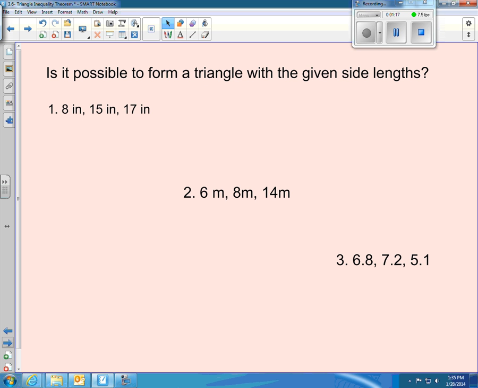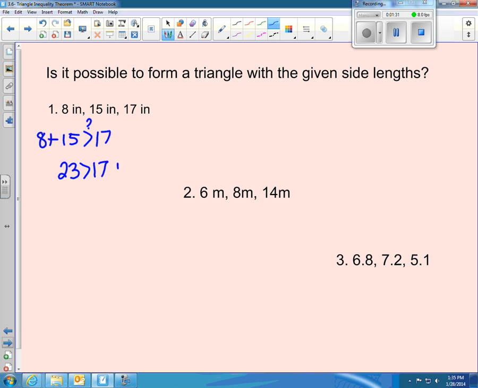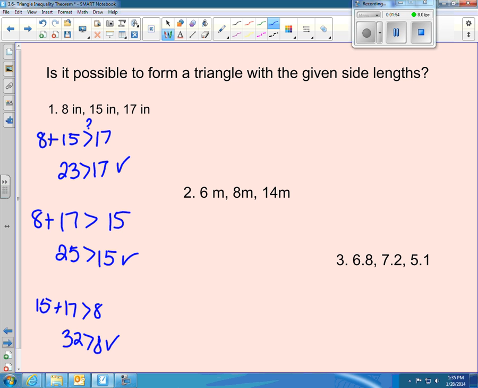So let's go ahead and look at these first three problems. I'm going to add two sides and see that it's greater than the third. 8 plus 15, is that greater than 17? 8 plus 15 gives us 23. Is 23 greater than 17? Yep, it is. Let's try the next two. 8 plus 17 gives us 25. Is 25 greater than 15? Yes. And then is 15 plus 17 greater than 8? I sure hope so. 32 is greater than 8, so yes. So we can say, yep, this is a triangle.